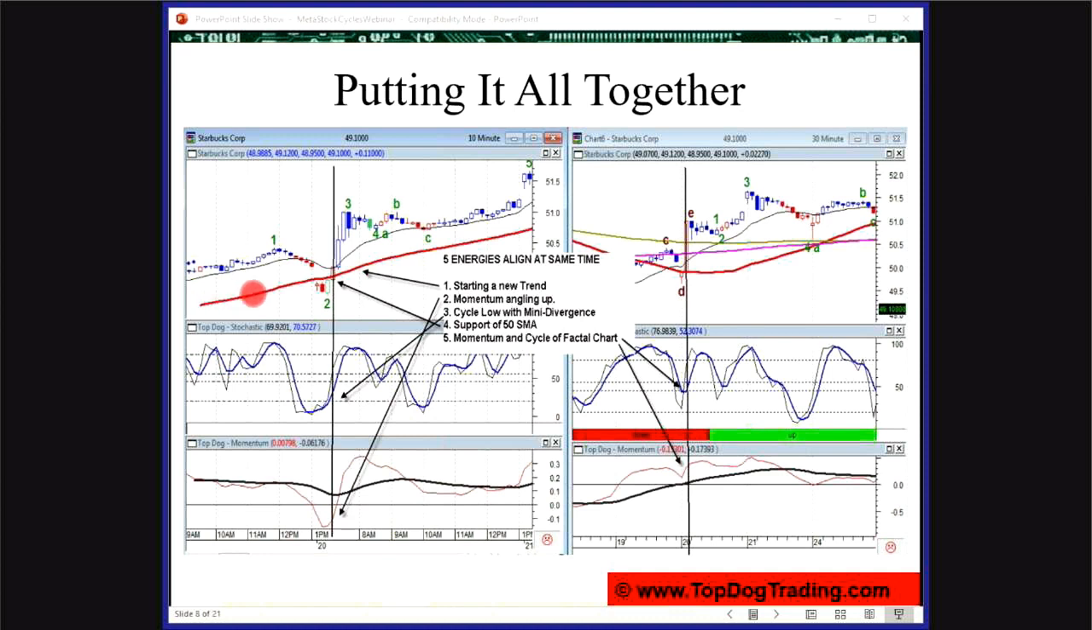So we've got our 50-period simple moving average, 5 energies aligning at the same time, starting. Number 1, we're starting a new trend. And as Jeff mentioned, I have my own proprietary way of measuring waves. This is not Elliott wave per se. The way that I measure waves is very objective, meaning that we do not recount waves, sometimes with Elliott wave.